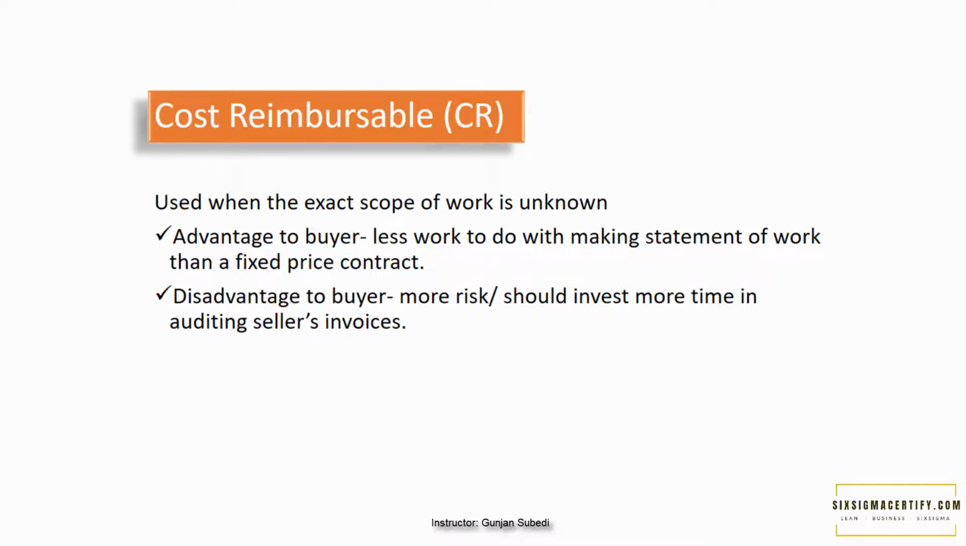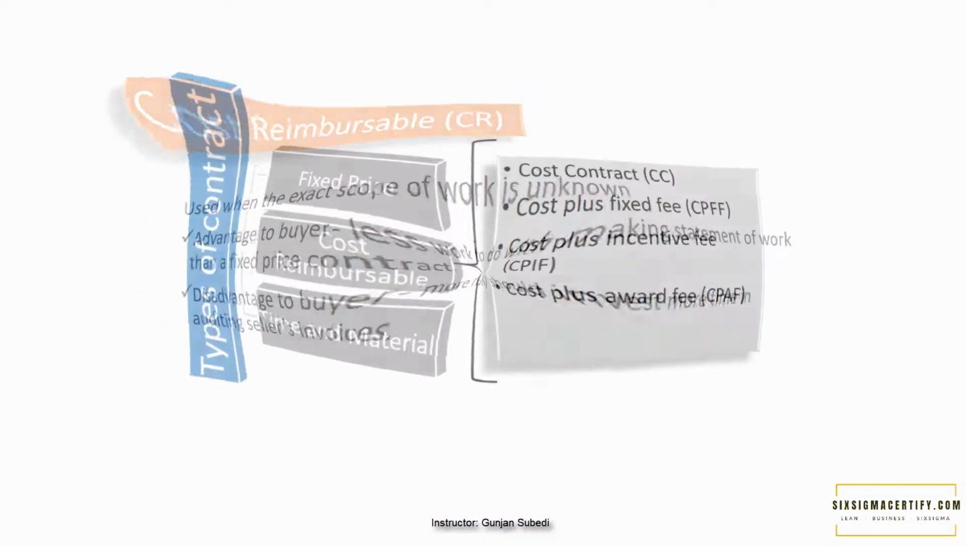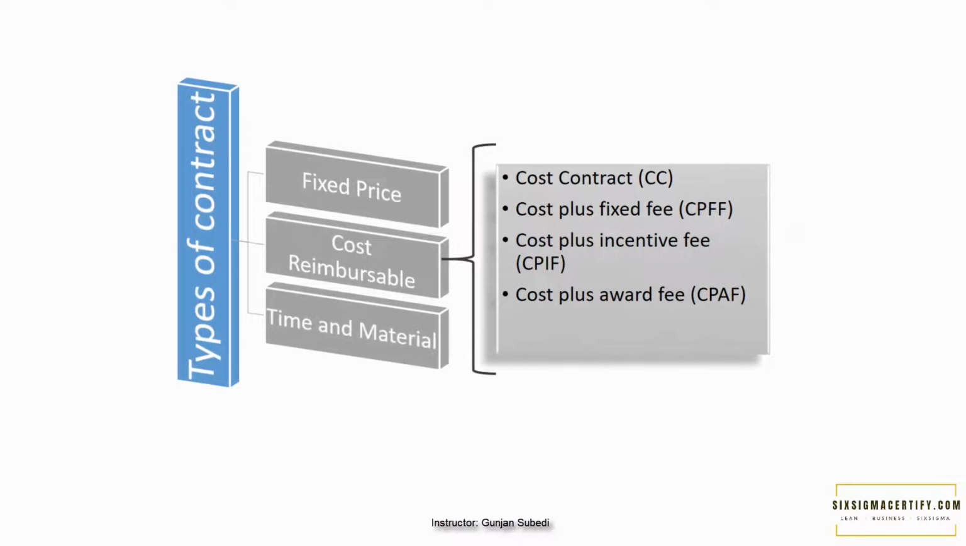So what are the advantages and disadvantages of this type of contract considering the buyer side? First of all, the advantage to the buyer: there is less work to do in making a statement of work than for a fixed price contract. The disadvantage to the buyer is there could be more risk and the buyer should invest more time in auditing the seller's invoices. There are different types of CR contracts: cost plus fee or cost plus fixed fee, cost plus incentive, cost plus award, and cost plus percentage of cost.